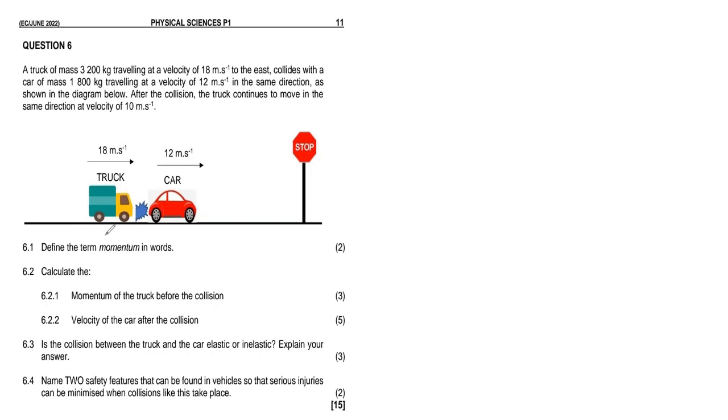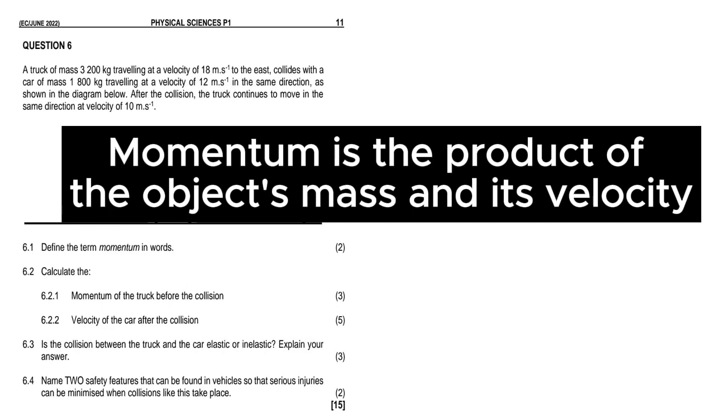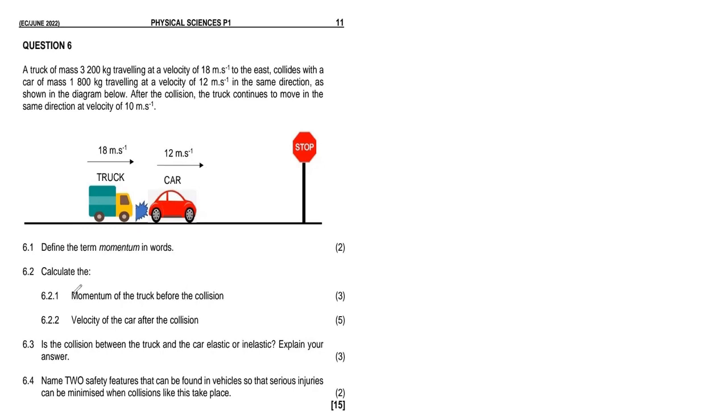So easy peasy, let's just run quickly through that. We say momentum is the product of the object's mass and its velocity. Then we have our 2 marks, as easy as that.